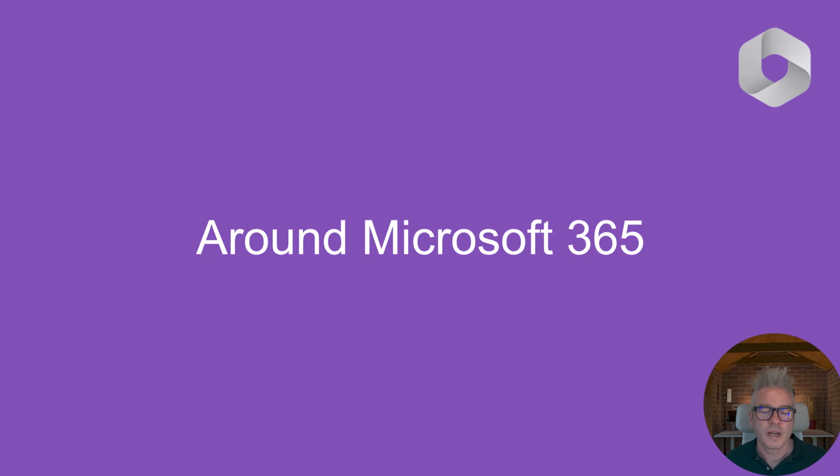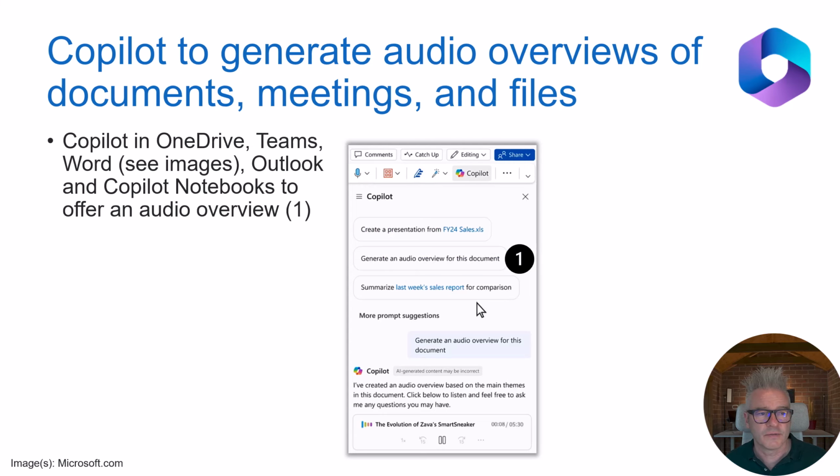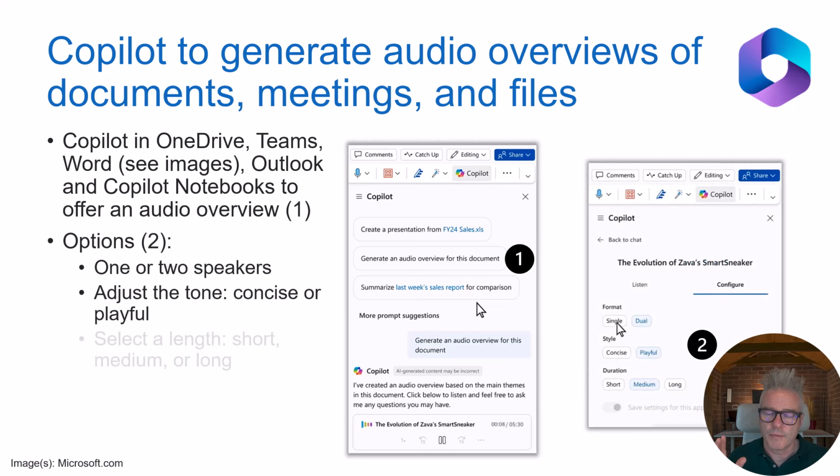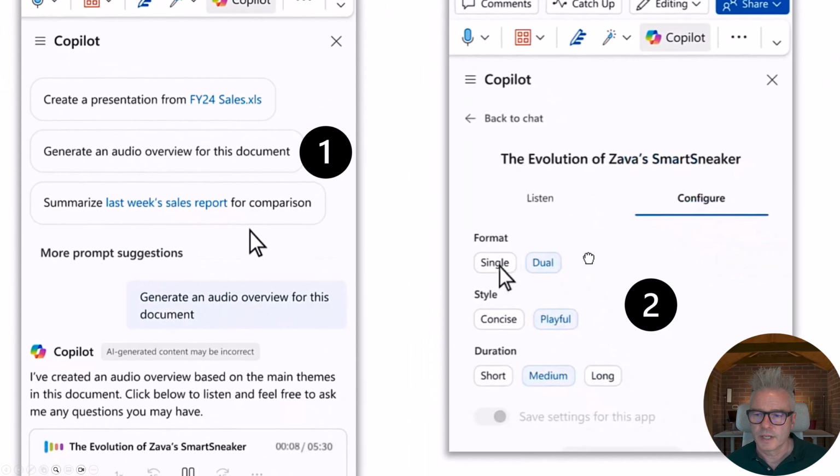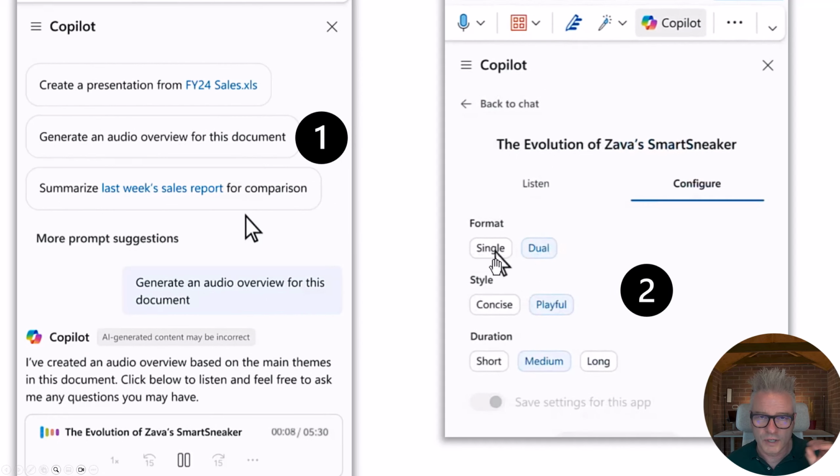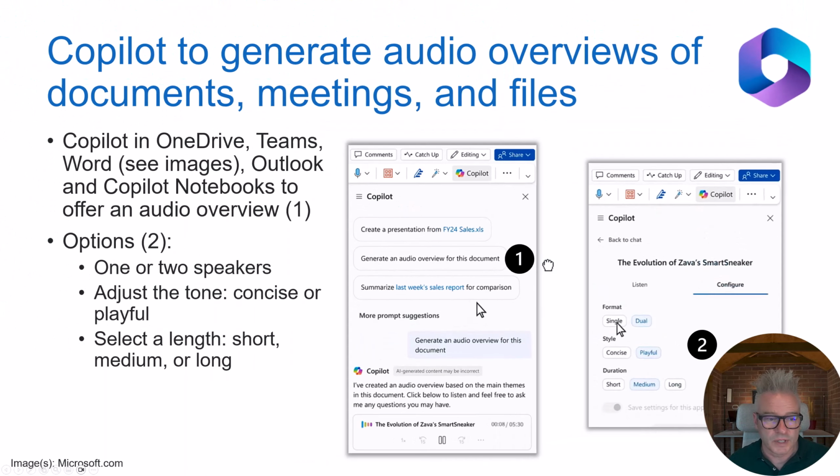Okay, let's see what's happening around Microsoft 365. Copilot generate audio overviews of documents, meetings, and files. So you're seeing a version of this appear in lots of places now, where we've got this audio overview. So we've got one person. We can choose one person or two people. In fact, let me zoom in down here. So we got one person just talking to you, or two people discussing it. The style. How detailed do you want it to be?